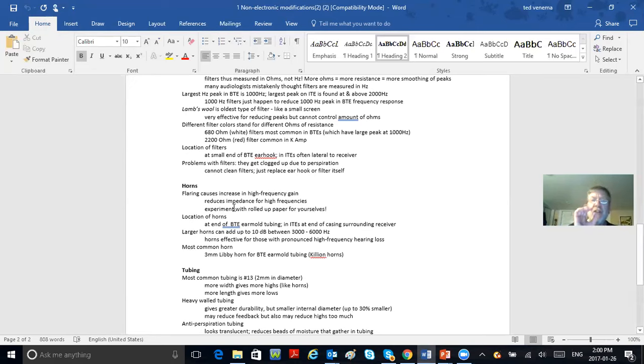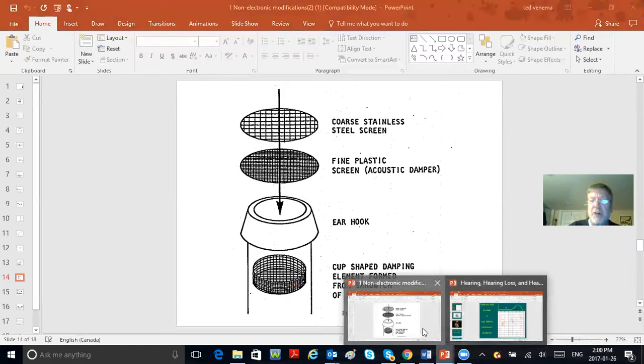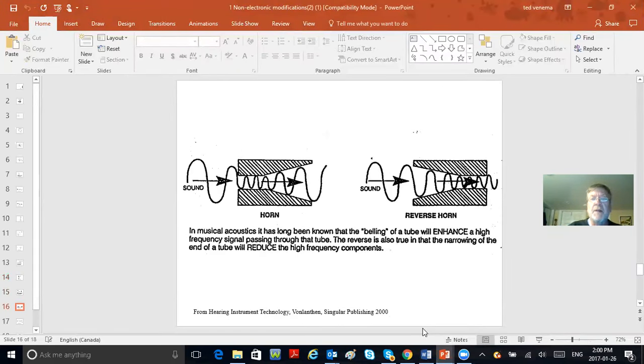Same with horns. Horns, a flaring. Remember, like the tube that I made for you. Okay, that tube, this ugly thing. I'm going to show you again. We'll just get a picture of it. When your tubing gets wider, you're going to increase the highs. That's me talking into the skinny end of the tube.